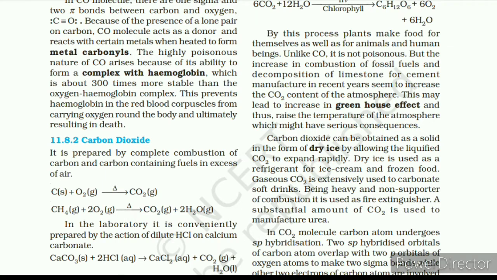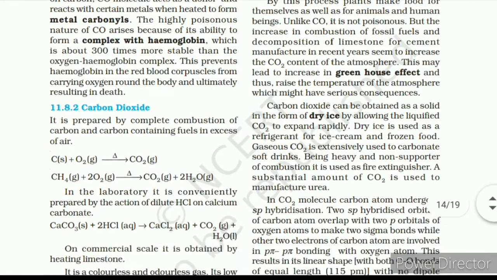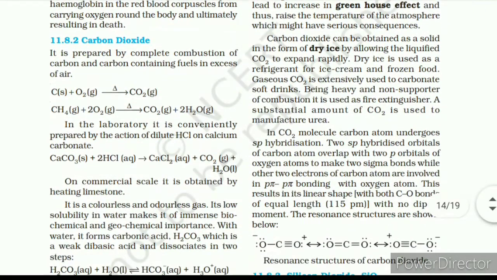In the CO2 molecule, the carbon atom undergoes sp hybridization. The 2 sp hybridized orbitals of the carbon atom overlap with 2 p orbitals of oxygen atoms to make 2 sigma bonds, while the other 2 electrons of the carbon atom are involved in p-pi bonding with oxygen atoms. This results in a linear shape with no dipole moment. The resonance structures are as shown below.